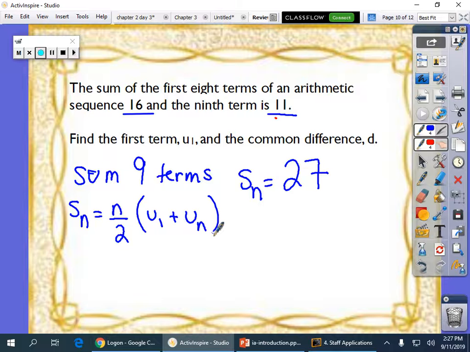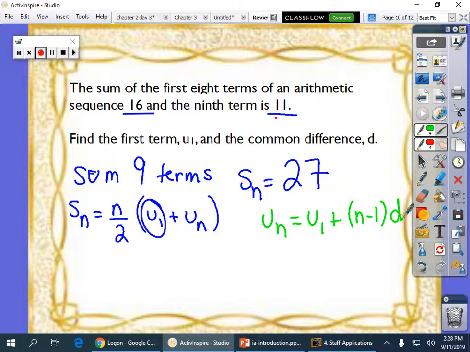Okay. Do I know the number of terms? Yes. Do I know the first term? Do I know the last term? Yes. Okay. So, I have to be able to find the first term. What formula do I use to find terms? This is the thinking your brain should be going through. What formula? U sub n equals U sub 1 plus n minus 1 d. Okay?